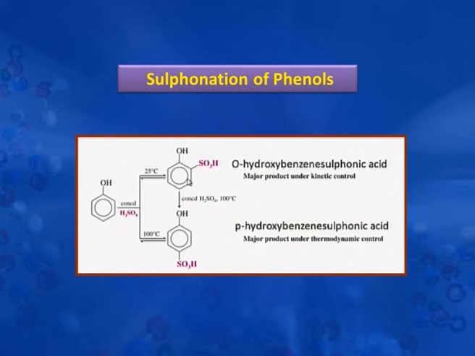And if we treat this orthohydroxybenzene sulfonic acid with concentrated sulfuric acid at 100 degrees centigrade, then it is converted into its para isomer. Now, we will discuss the Friedel-Crafts alkylation reaction shown by phenol molecules.